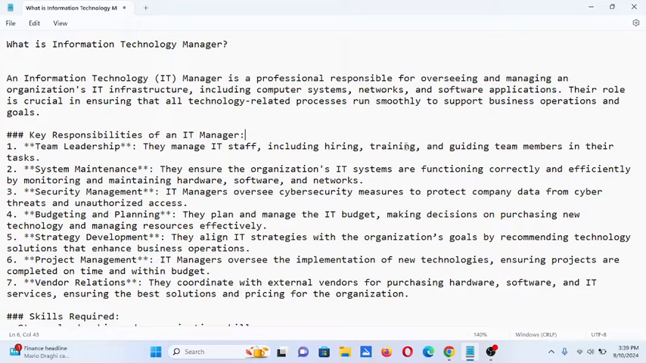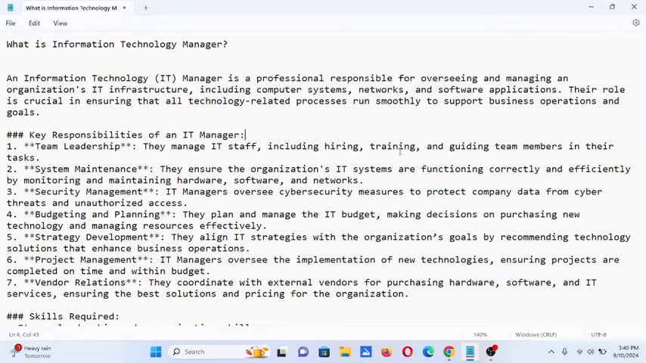Let's talk about the key responsibilities of an IT manager. Number one, team leadership. They manage IT staff, including hiring, training, and guiding team members in their tasks. Number two, system maintenance. They ensure the organization's IT systems are functioning correctly and efficiently by monitoring and maintaining hardware, software, and networks. Number three, security management. IT managers oversee cybersecurity measures to protect company data from cyber threats and unauthorized access.